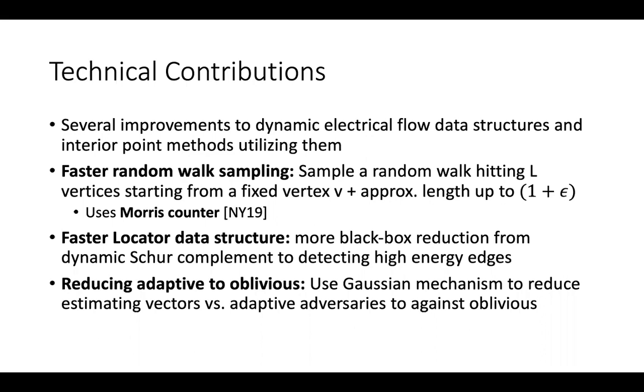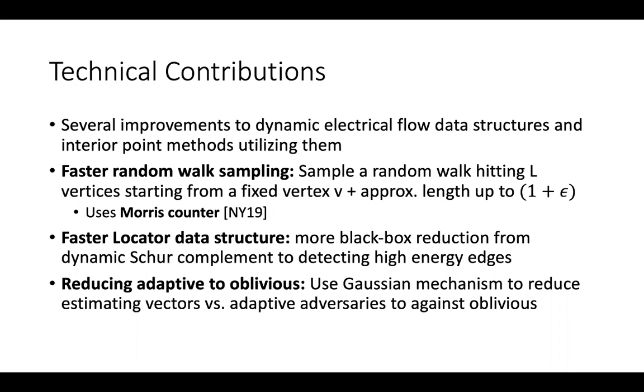Another piece is that for the previous data structure problem, previous works used ideas from computing a dynamic Schur complement, which is a graphical structure, to solve this problem of locating high energy edges. We basically showed that dynamic Schur complement is in fact just enough to study and more or less give a black box reduction.